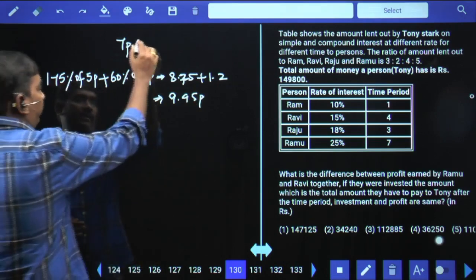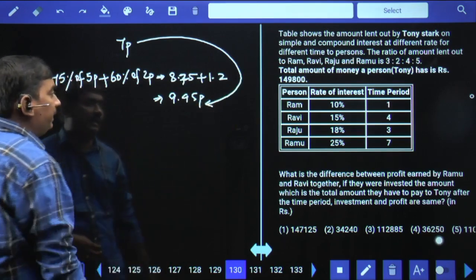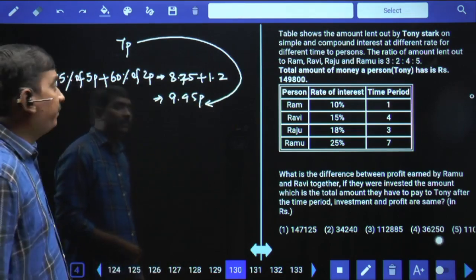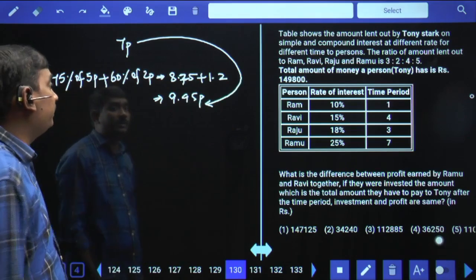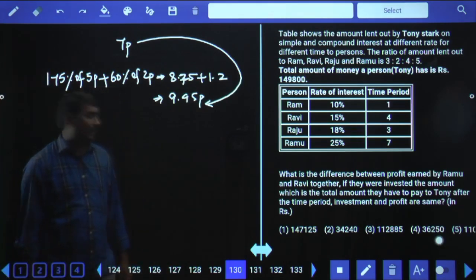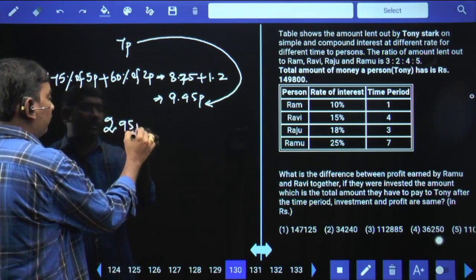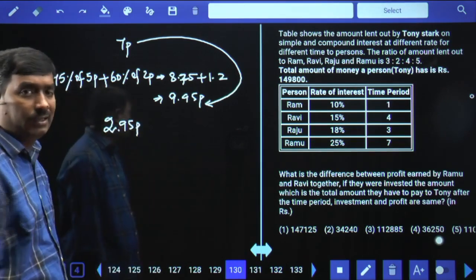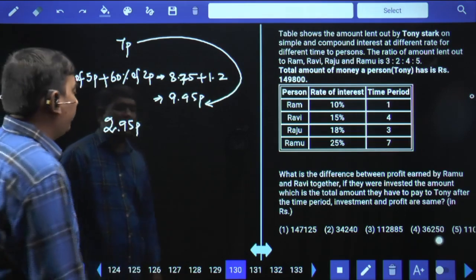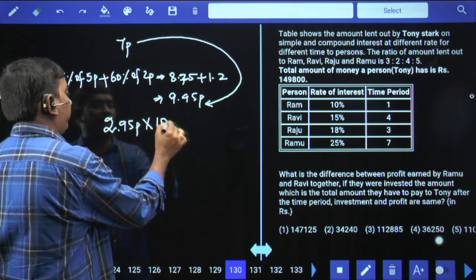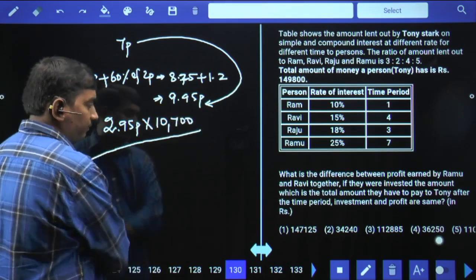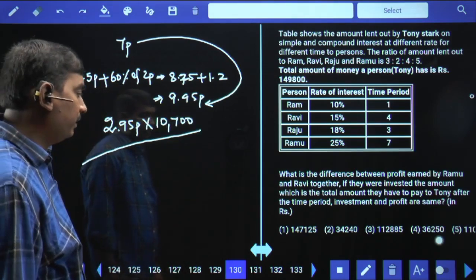So 7 parts is the investment and the interest is 9.95 parts. So there is a profit of 2.95 parts. Already you know that one part value is 10,700. Then 2.95 parts means 2.95 into 10,700.